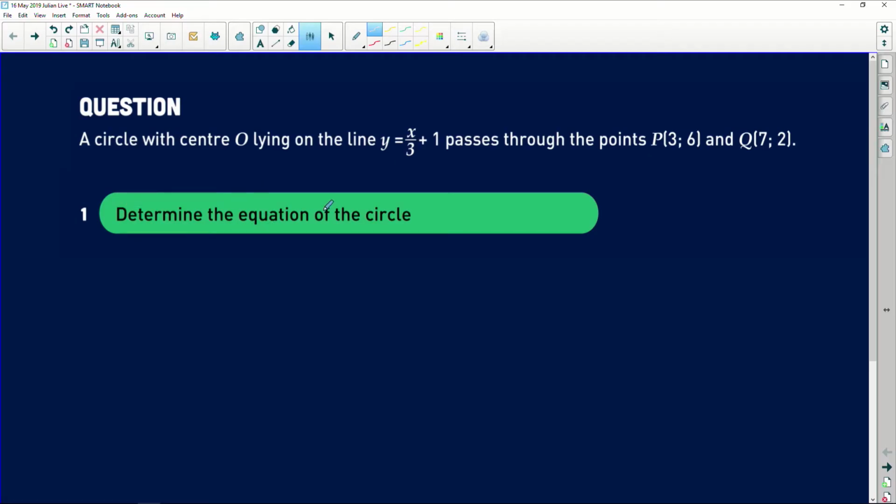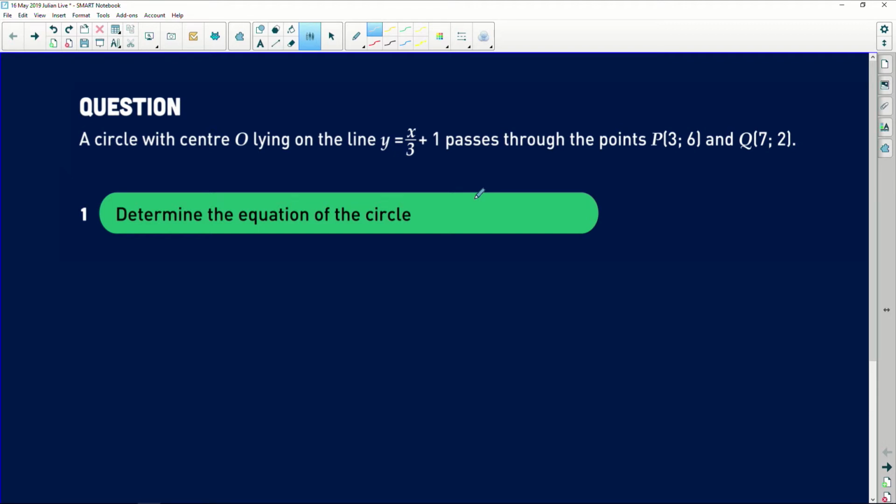It says here that a circle with center O lying on the line y = x/3 + 1 passes through the points P, which is (3; 6), and Q, which is (7; 2). And the first question asks us to determine the equation of this circle.